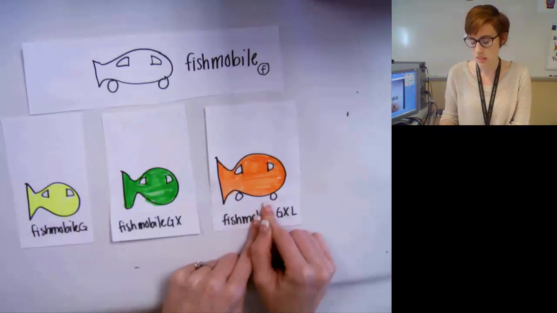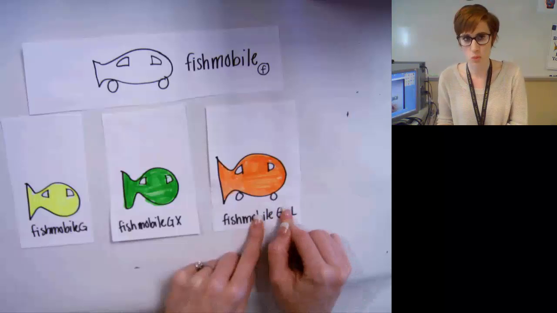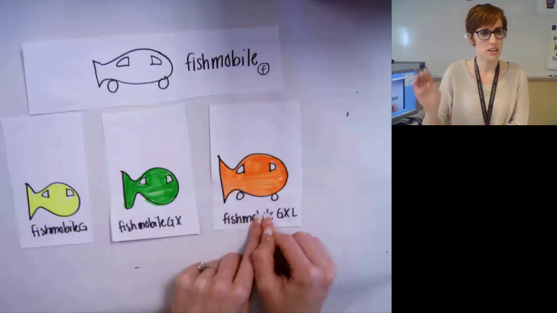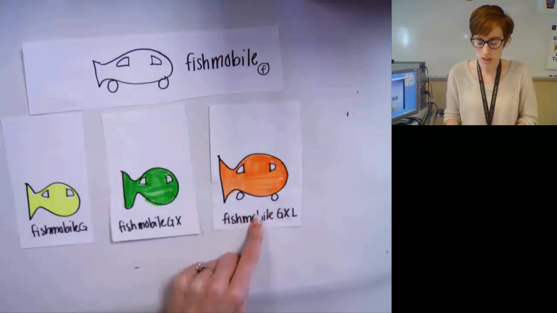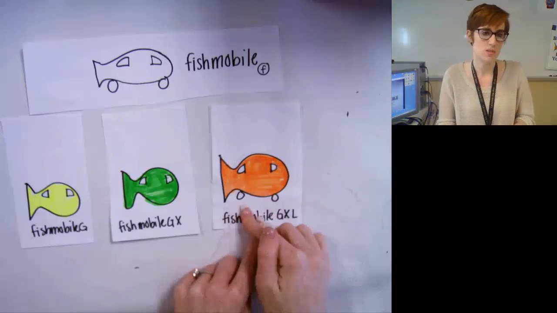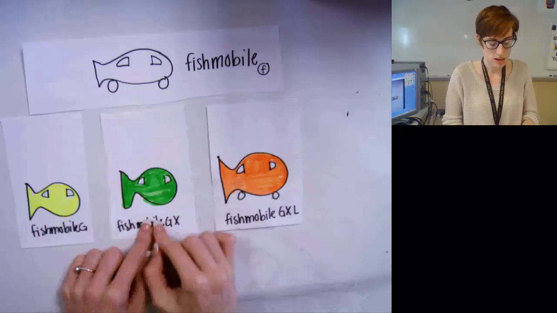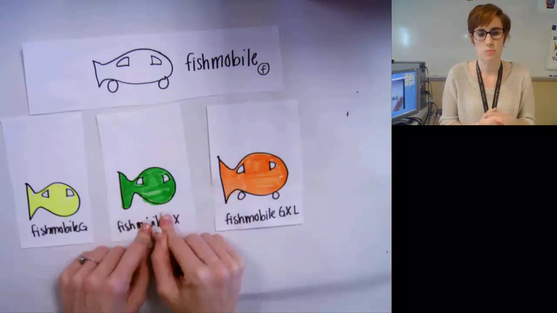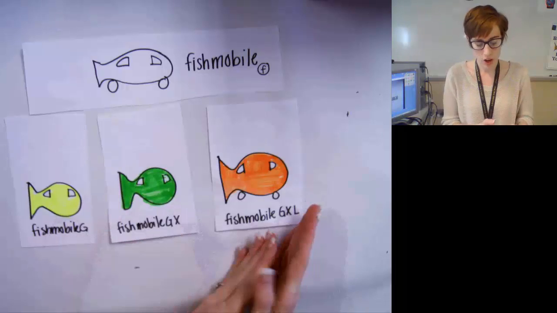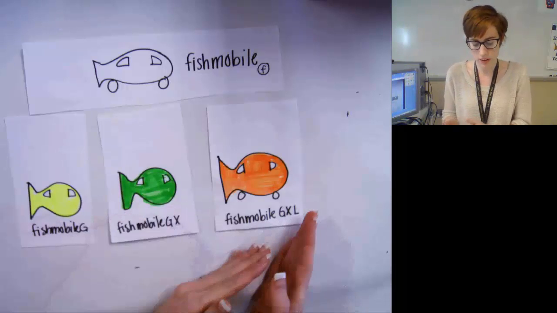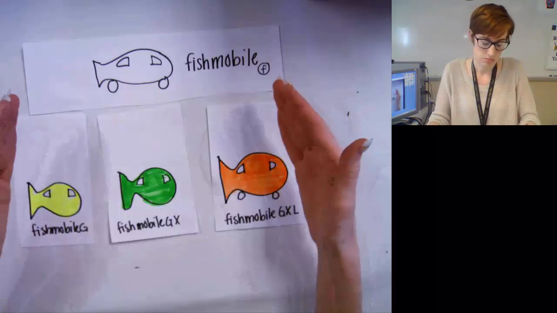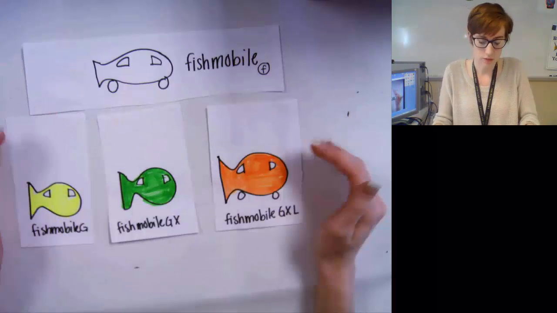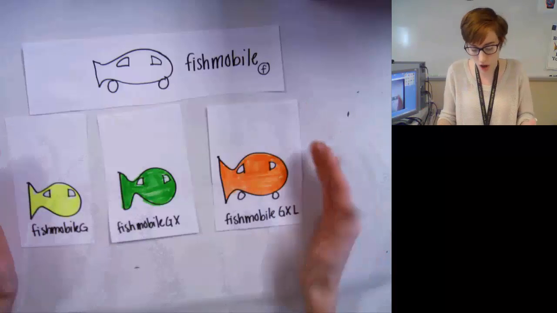Aren't those the best? Roll down electric windows. The fancy, touch the door and it unlocks, has all these fancy features. The GX has leather seats but doesn't have a lot of those fancy features. And the G really is just your basic model. Now, they all have different features. They're all different variations, but ultimately they're all the same make. They're all the Fishmobile. They're all the same model of car.